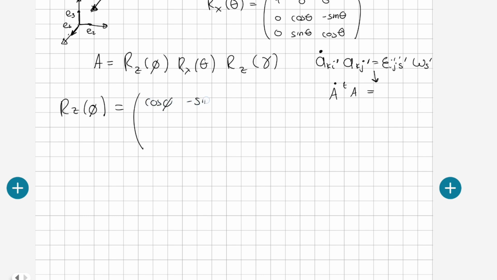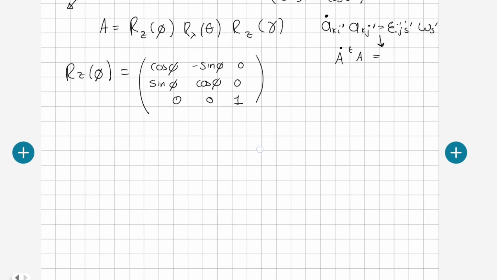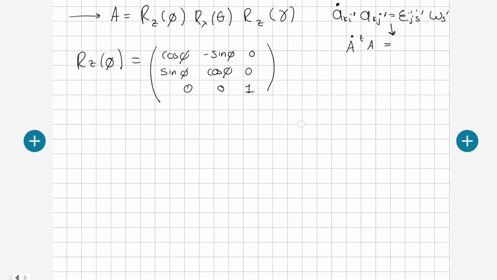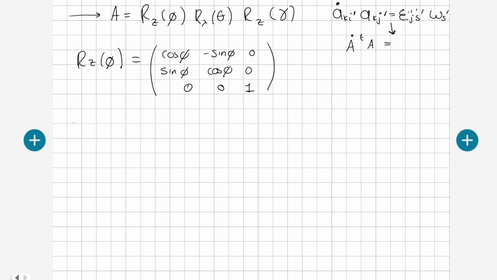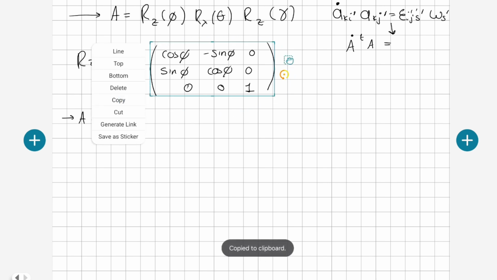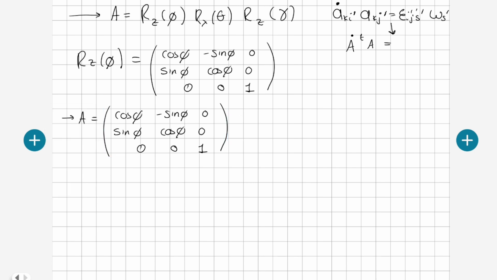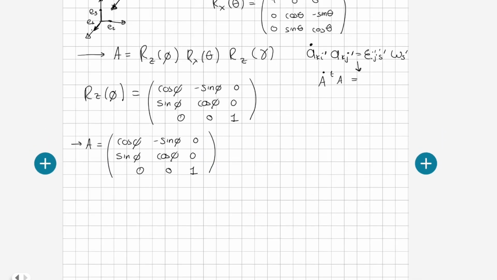Cosine of phi, minus sine of phi, 0; sine phi, cosine phi, 0; 0, 0, 1. Okay, so if we want to rewrite A in terms of the product of these matrices, A can be seen as, and I'm going to be using the copy-paste function a lot in this video, just not to write every matrix, this corresponds to the RZ phi element.